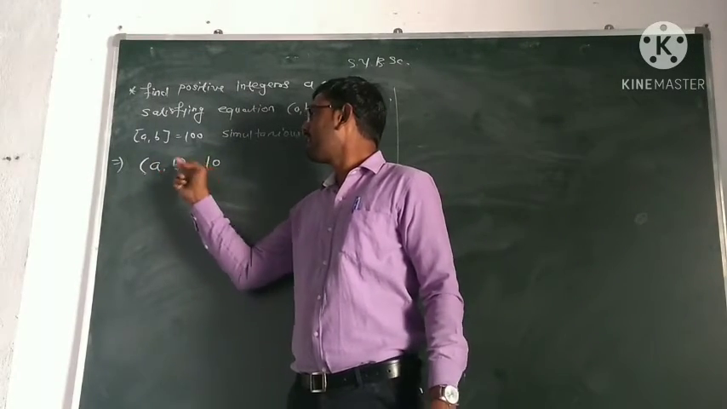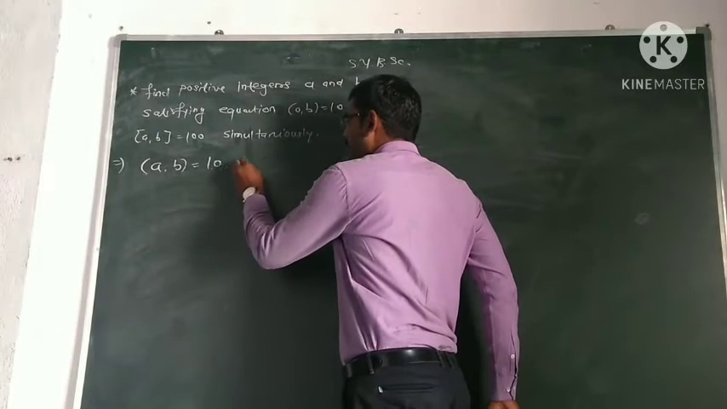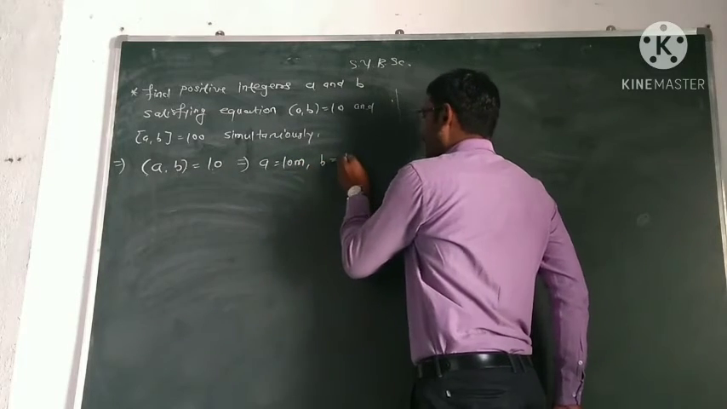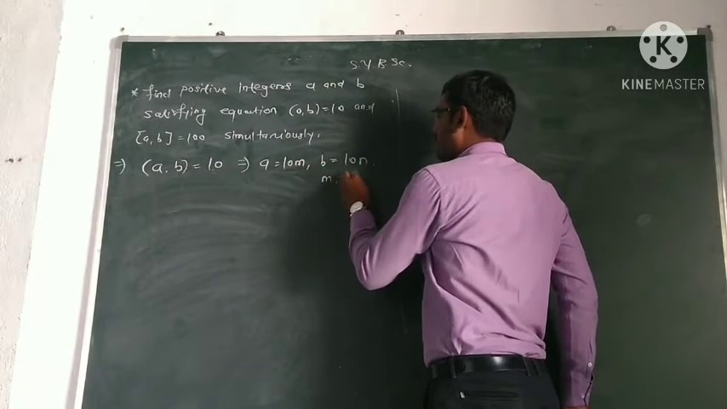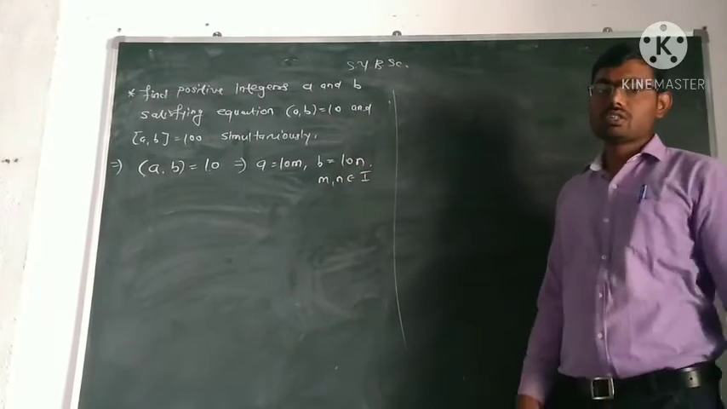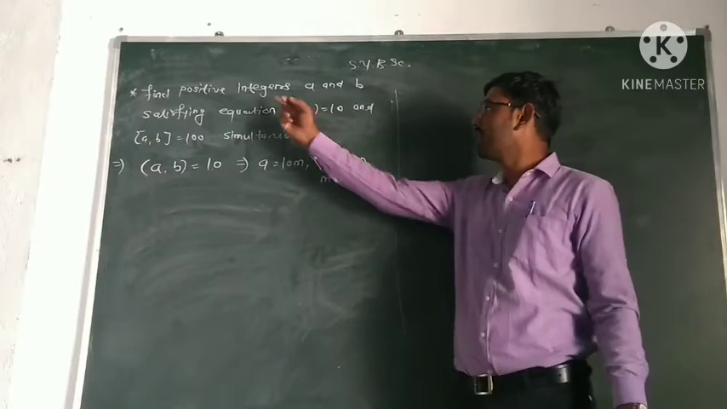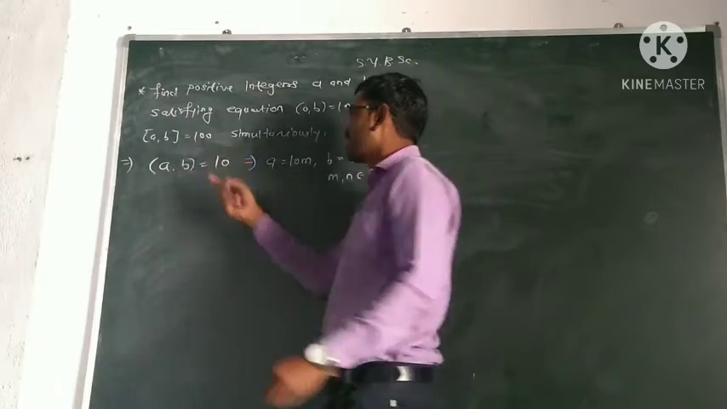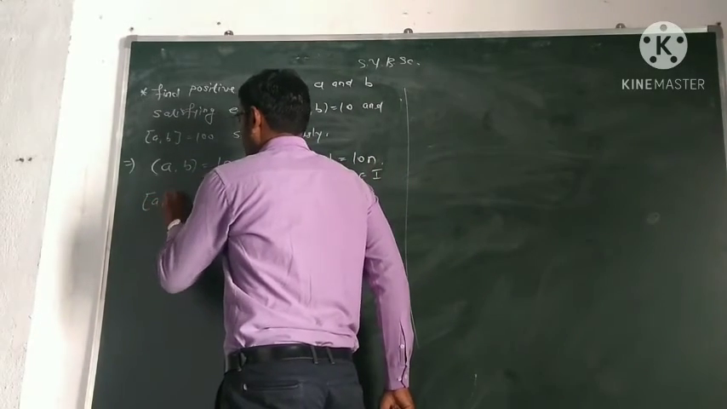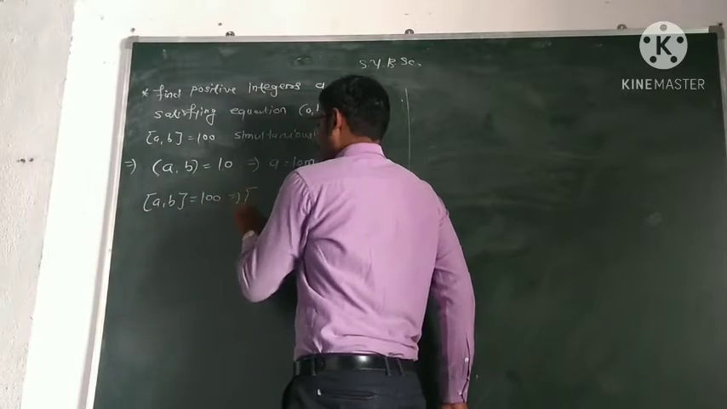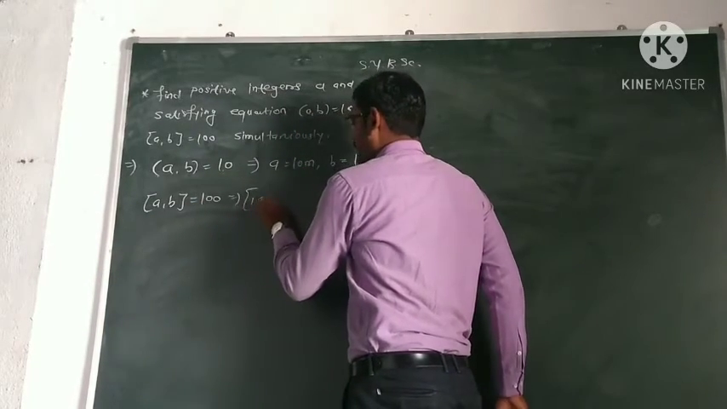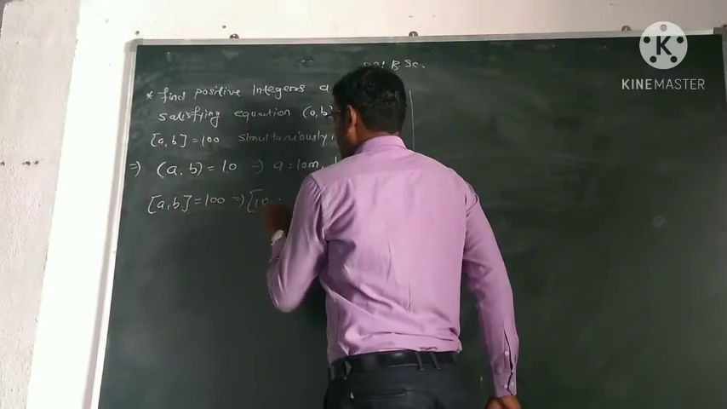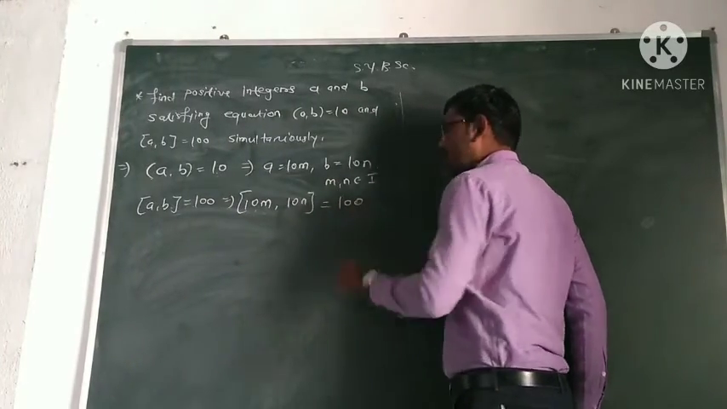That means 10 divides A and 10 divides B, so A and B are multiples of 10. This implies A is equal to 10 times M and B is equal to 10 times N, where M and N are positive integers, because we are finding only positive integers A and B. Now put these values of A and B in the LCM. LCM of A and B is equal to 100, where A is 10M and B is 10N.